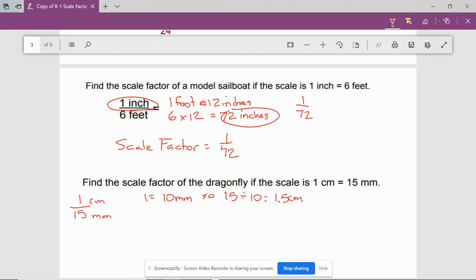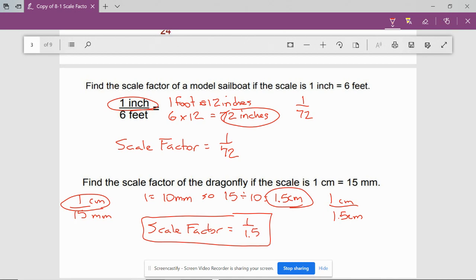So that ends up giving us 1 centimeter over 1.5 centimeters. Our units of measure are the same. So that makes our scale factor equal to 1 over 1.5. That's our scale factor right there.